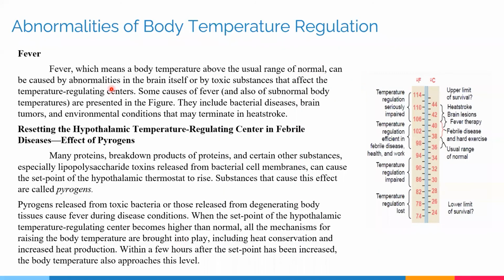Next, we look at abnormalities of body temperature regulation. The abnormality that we will look into first is fever. Fever, which means a body temperature above the usual range of normal, can be caused by abnormalities in the brain itself or by toxic substances that affect the temperature regulating centers.